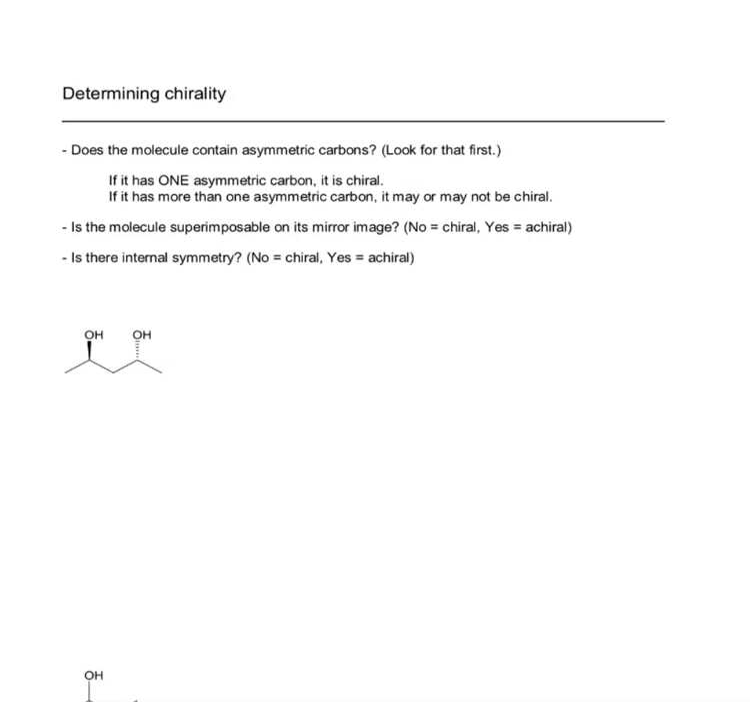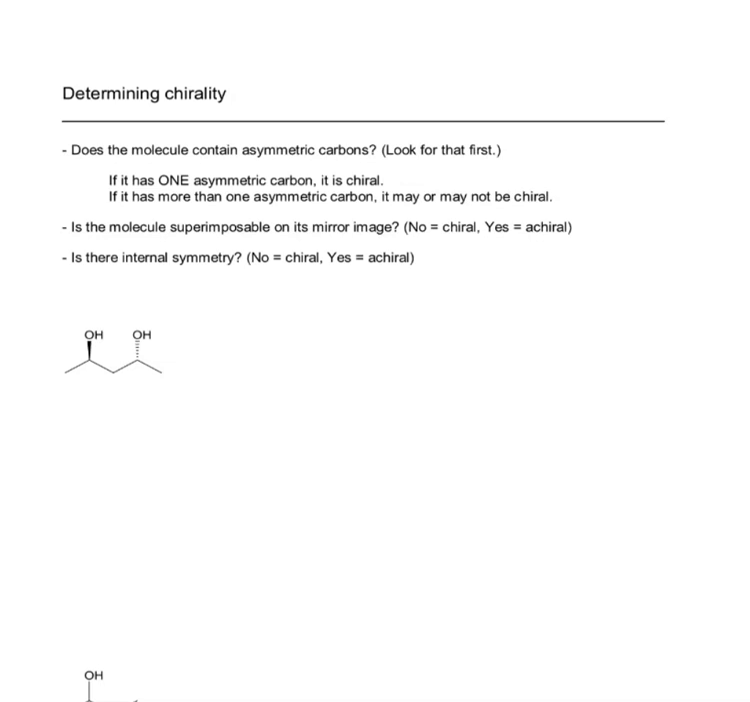If it has one asymmetric carbon, it is chiral, and you're done. If it has more than one asymmetric carbon, remember, it may or may not be chiral. Okay, so the next thing you would do is to check if it's superimposable on its mirror image. Now, if you have just one asymmetric carbon, you already know it's chiral, and you're out of there. You don't have to do anything else. But if it has more than one, that's where you'll need to check the mirror image.